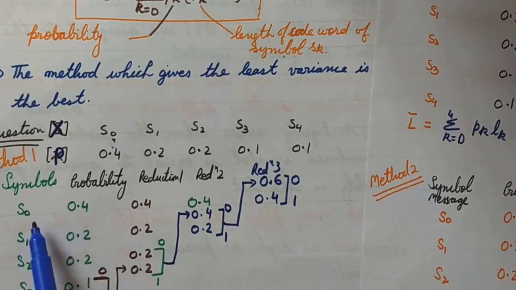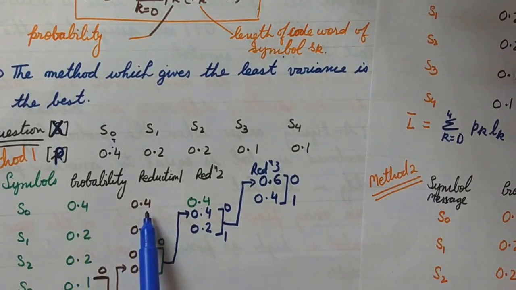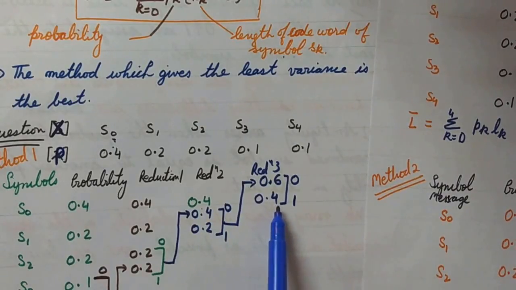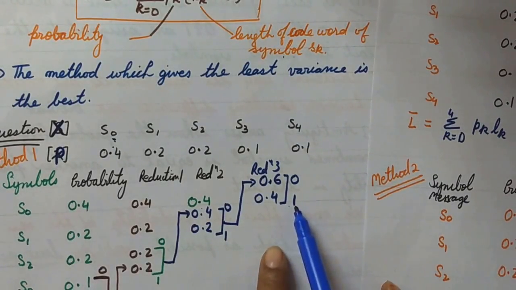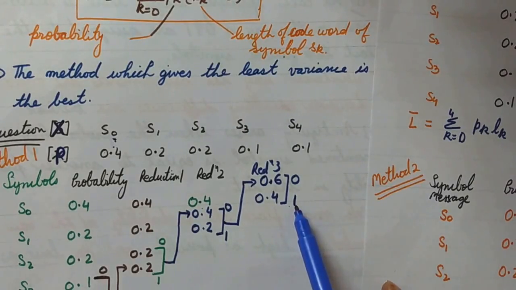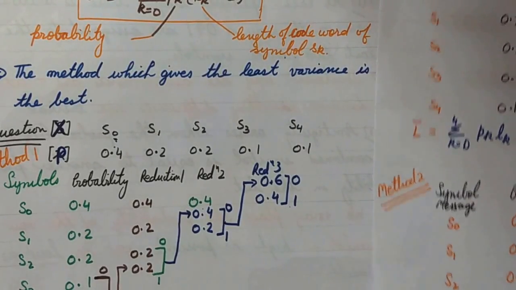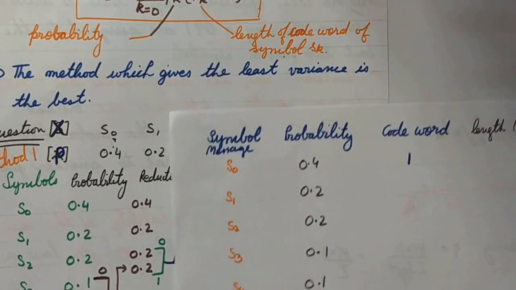I'll move from the first stage where I had written the probability 0.4. 0.4, no assignment of 0 and 1. 0.4, 0.4. The first assignment comes, this 0.4 has got 1. Since there is only one bit, you can consider it as LSB or MSB. So for S0, I got the code 1.